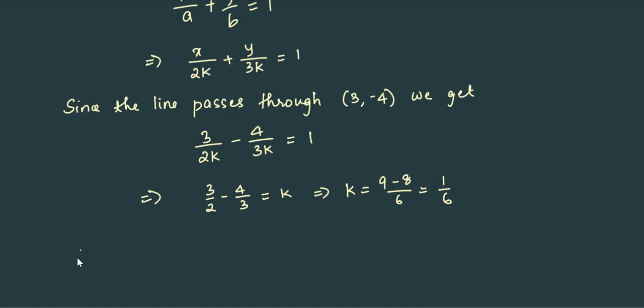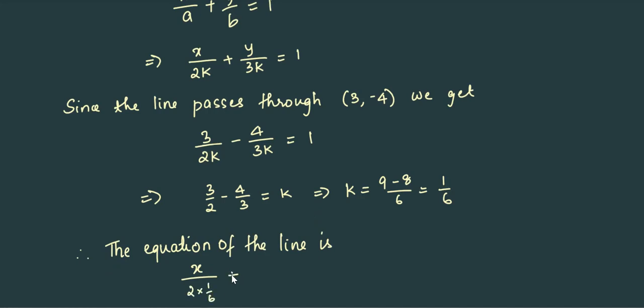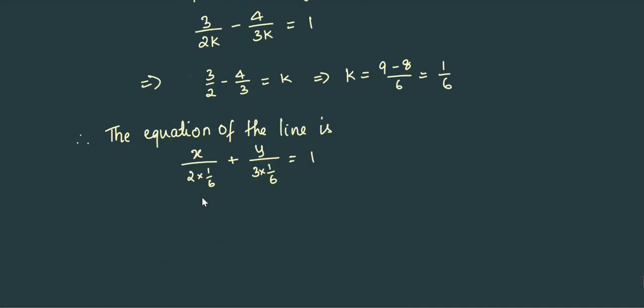Now, therefore, the equation of the line is x upon 2k, that is 2 into 1 by 6, plus y upon 3k, 3 into 1 by 6, is equal to 1. So 2 divides 6 3 times, so we get 1 by 3 in the denominator. Taking that to the numerator, we get 3x. Plus 3 divides 6 2 times, so that 2 comes up. So 3x plus 2y is equal to 1. So this is the equation of the line.